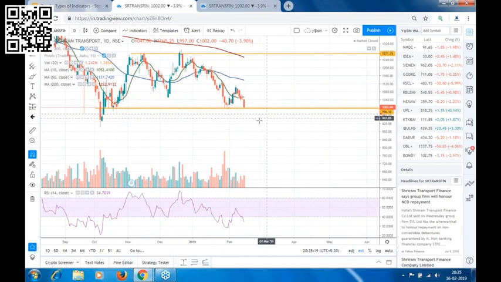Now there can be two scenarios in this case. Either it breaks this level, then our short trade will get triggered, or we can see a pullback from this level. If we see a pullback from this level, then we will not trade that pullback, because we want one bearish or one bullish candle to be formed. Then next day, if we find any good trade, that is the time we can decide on trading this stock, but not on Monday. For Monday, my view on SR Transfin is bearish if it breaks the 1000 level.